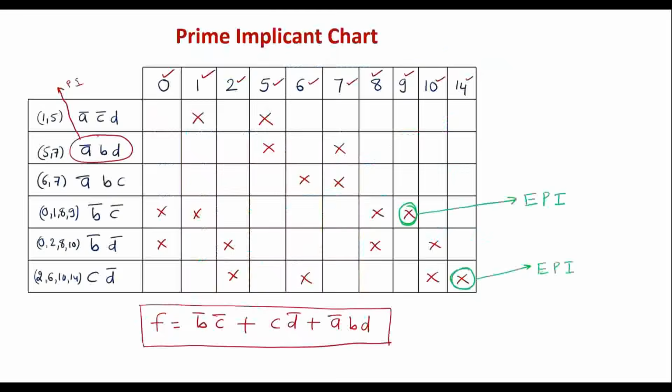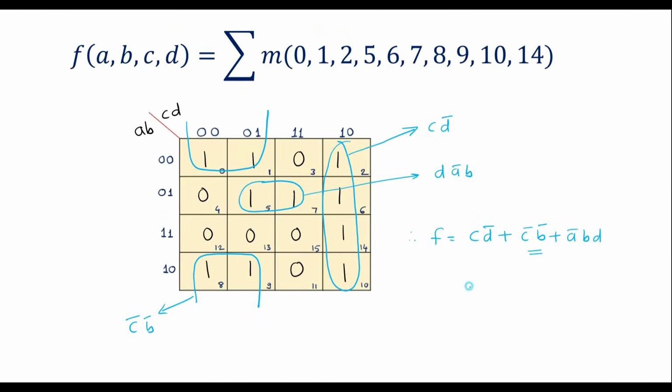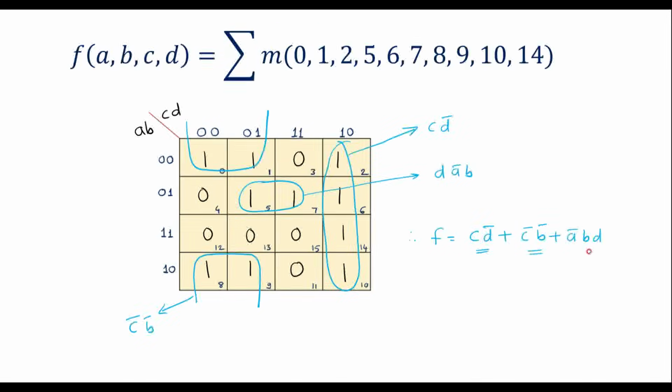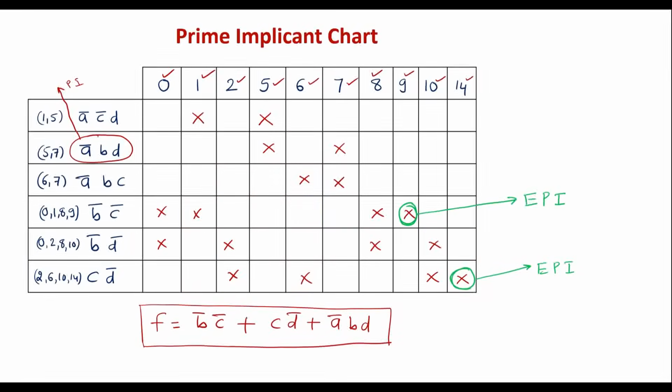So here now we can compare. Here we have B bar C bar, here we have B bar C bar, here we have C D bar, here we have C D bar, and the other term is A bar B D, here we have A bar B D. Thus we got the same result with respect to K-map and the Quine-McCluskey method. This is how we can use the Quine-McCluskey method to simplify any Boolean expressions. Thank you for watching.